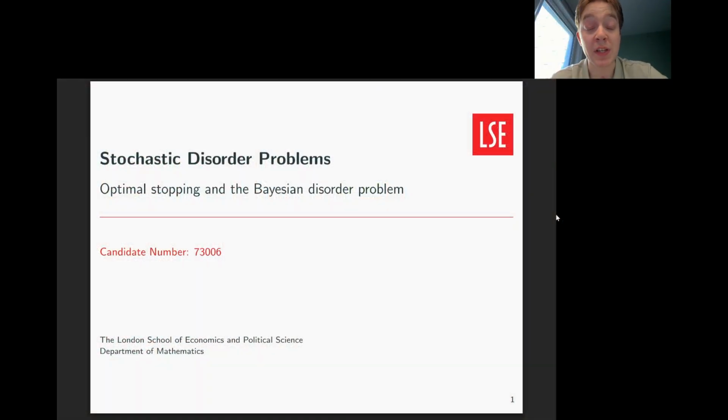Shiryaev's original paper is very comprehensive, covering all sorts of stochastic disorder problems in both discrete and continuous time. My project focuses on discrete time Bayesian disorder problems, and the reason I've done this is twofold. One is to fill in some of the details that he missed, and two, to make these problems more approachable. The requirement for this project was to cover ST409. The goal of this project is actually to bring these problems to the general undergraduate who hasn't covered ST409.